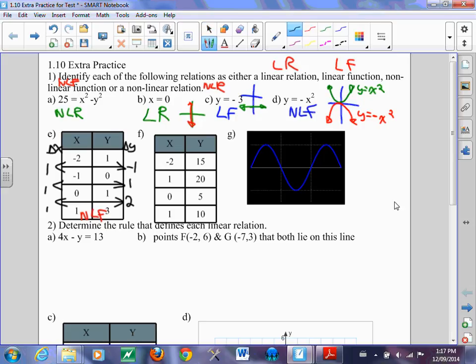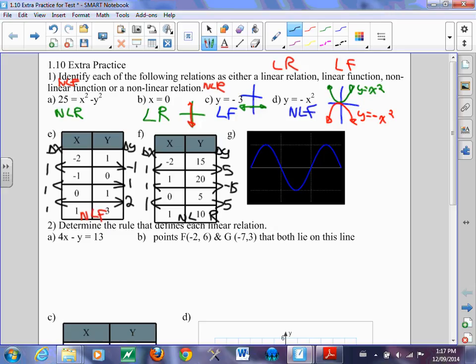Okay, next one. Taking a look, ladies and gentlemen, delta x and delta y. Okay, first differences here, ladies and gentlemen, are 1. And here, ladies and gentlemen, it is 5, -15, and 5. So again, folks, this is non-linear, and this is going to be a nonlinear relation.